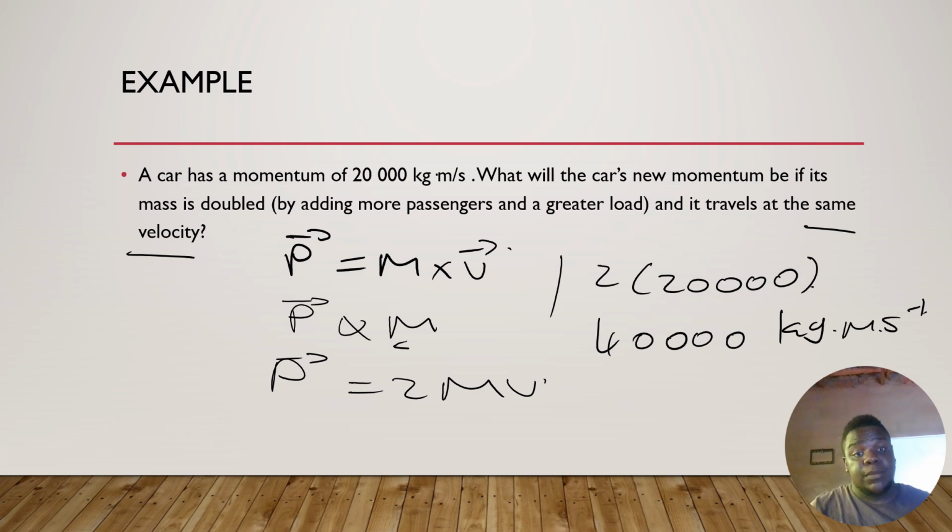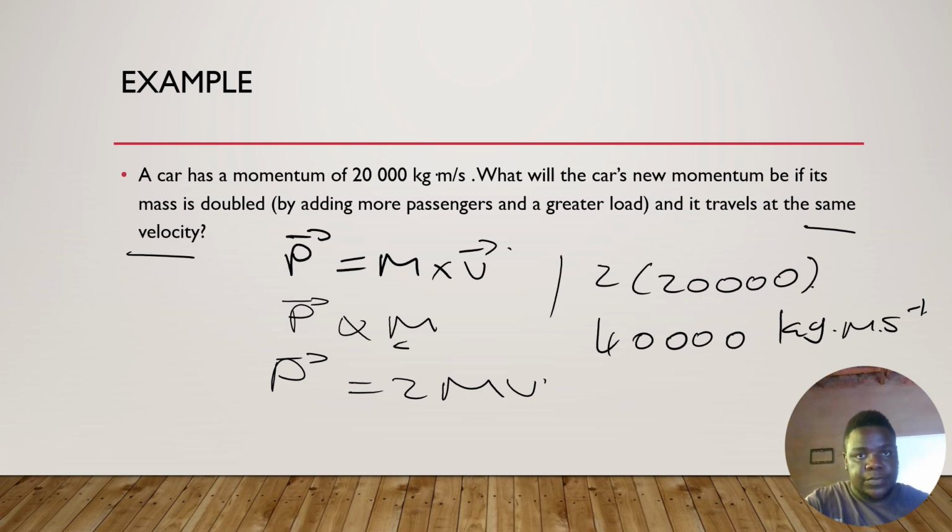This example is very simple. You just have to remember that momentum is directly proportional to the mass. And if the velocity is not changed, it means if you double the mass, even the momentum will double. Very simple, straightforward example. Okay.